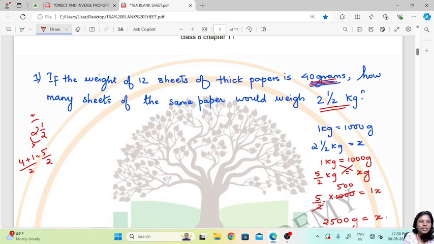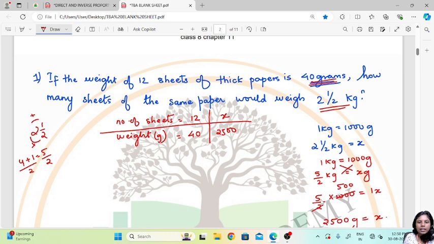Now let's solve the problem. What they are saying is the weight of 12 sheets, so we take number of sheets and weight, which is in grams. Number of sheets is 12 and its weight is 40. Now they are asking how many sheets of the same paper would weigh 1 1/2 kg, that is 2500 grams. So this is our x.